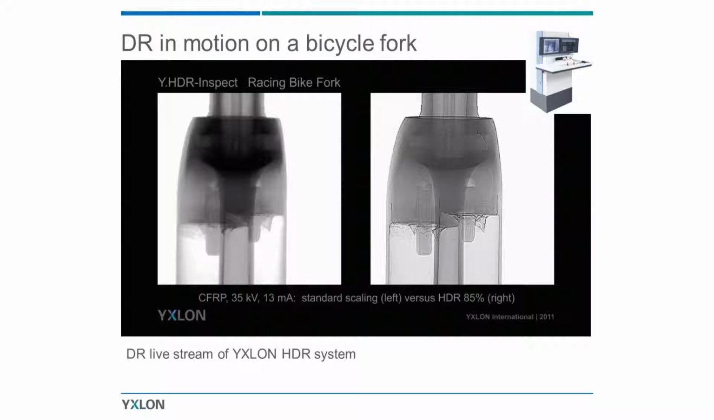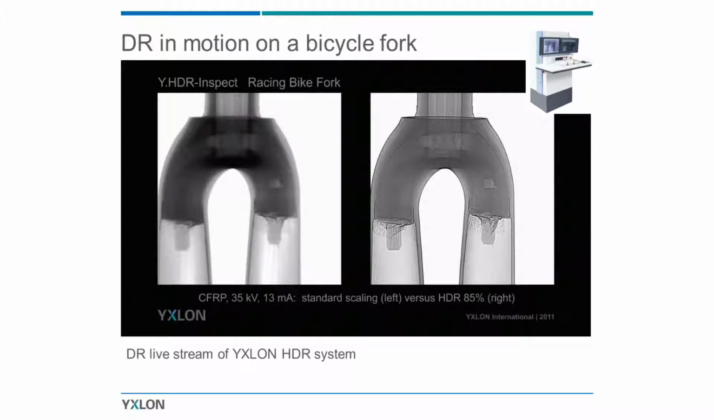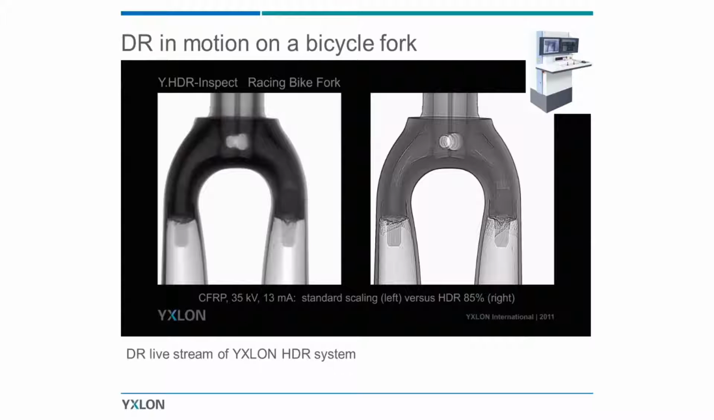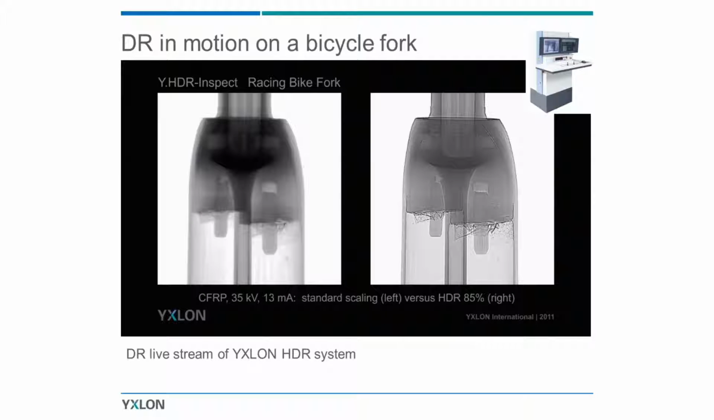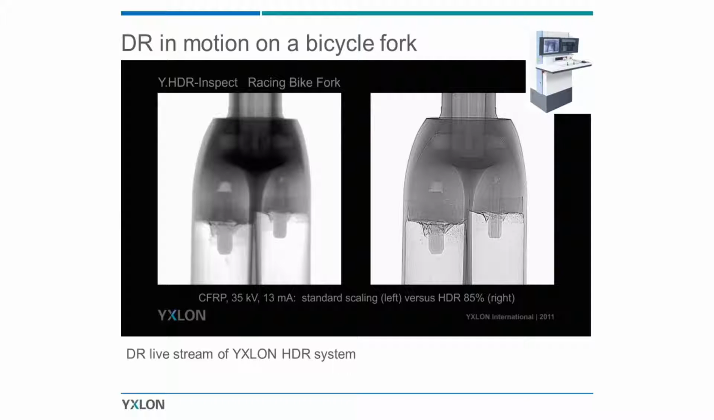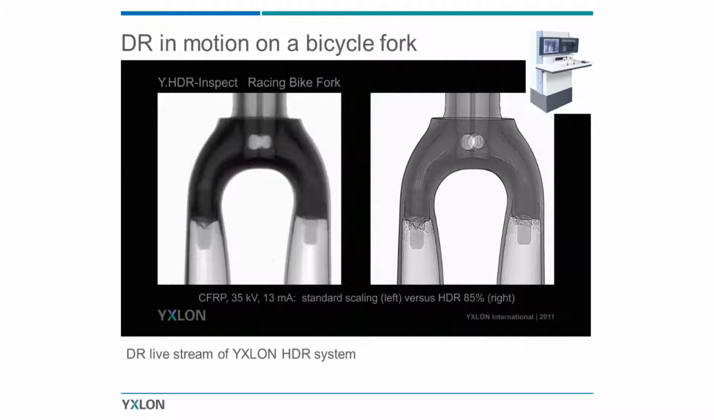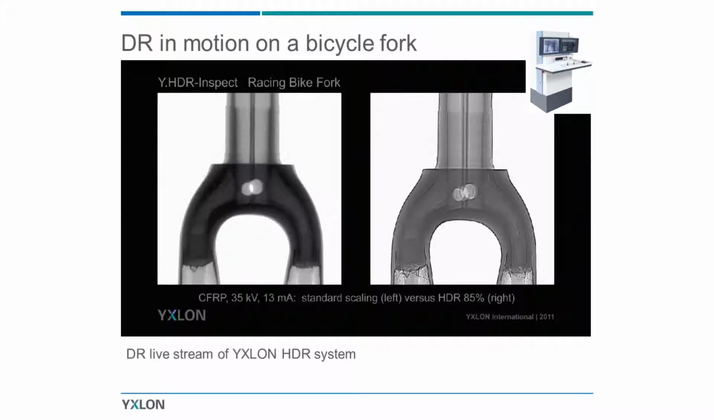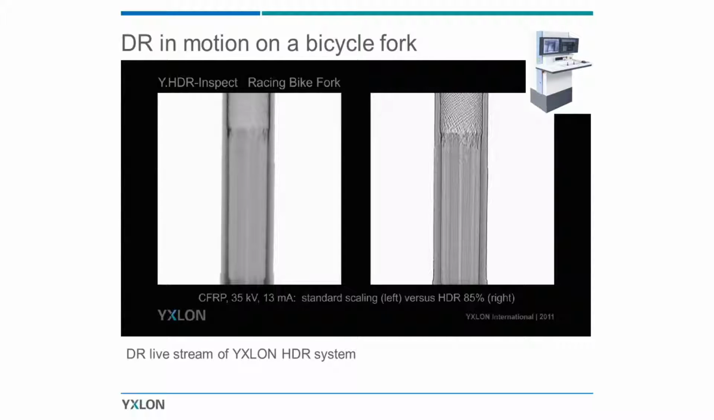So on this screen, you can see a live image of, in this case, a bicycle fork, and you can see how we apply the filter. On the right-hand side, you see the applied filter. On the left-hand side, you see the raw image from the detector. With this motion, it gives you a good idea where the defects could potentially be, but it's still not a 3D image. It's just a 2D image in motion.